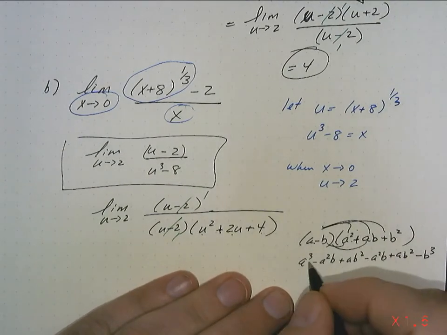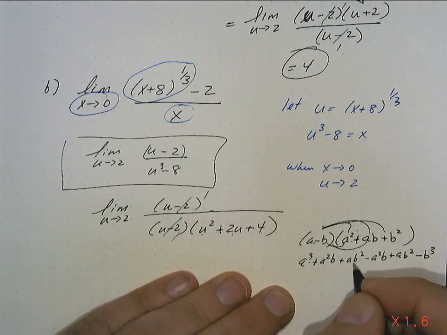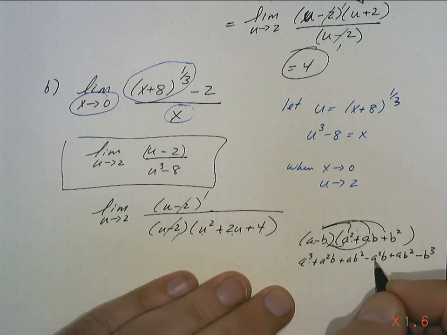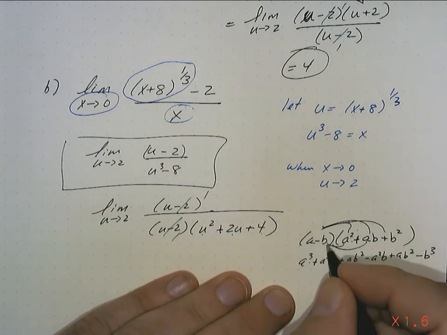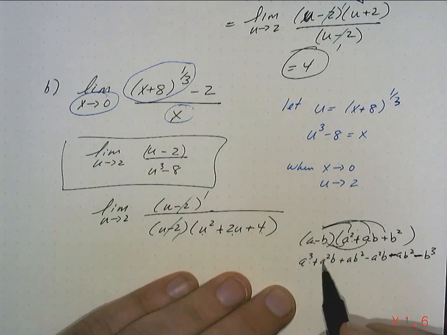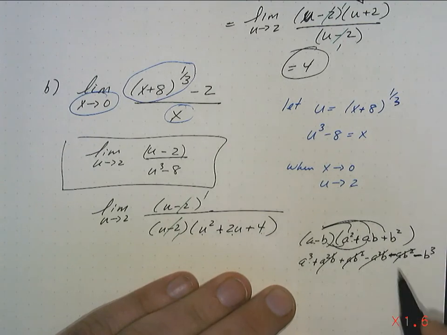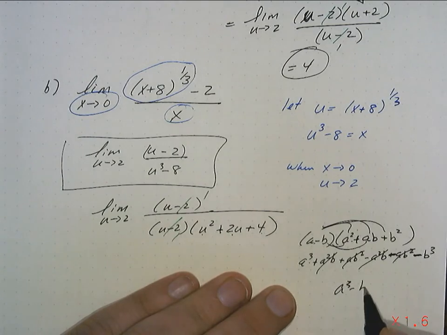A times a, yes. That one will be plus a squared. This one will be plus. Okay, so then this one is negative. And then this one is going to be negative, negative. And then this one is going to be negative. Does this work now? A squared b, a squared b. Yes, they're gone. ab squared. Oh, yeah. It does work.